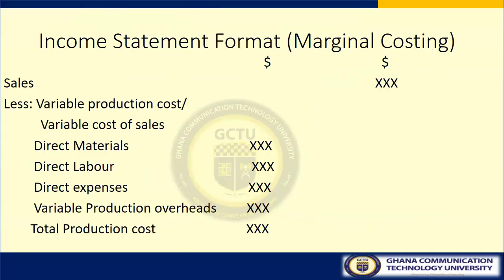Then you less variable production cost, or you can say variable cost of sales. The variable cost of sales are the direct materials cost, the direct labor, direct expenses, and the variable production overheads.